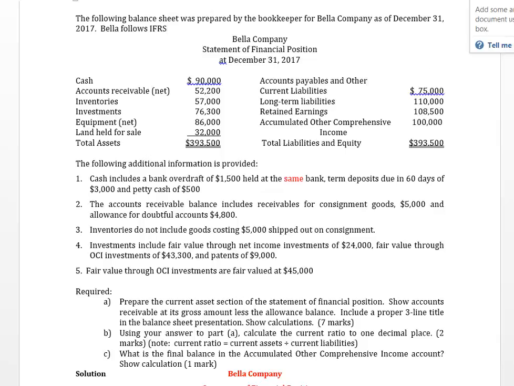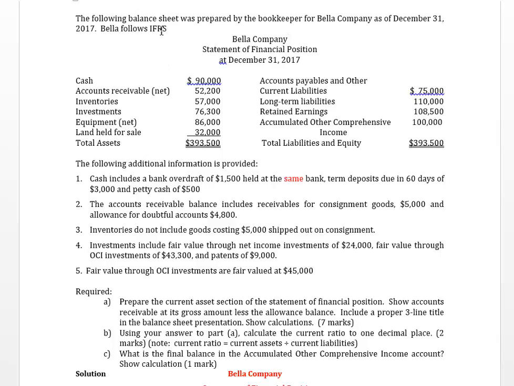Hi folks, welcome to this video on version 2 of your quiz. In this version, we have a balance sheet, or statement of financial position, with selected account balances that looks very similar to our first version of the quiz. The only major difference here is that you'll notice in this case you have land held for sale.